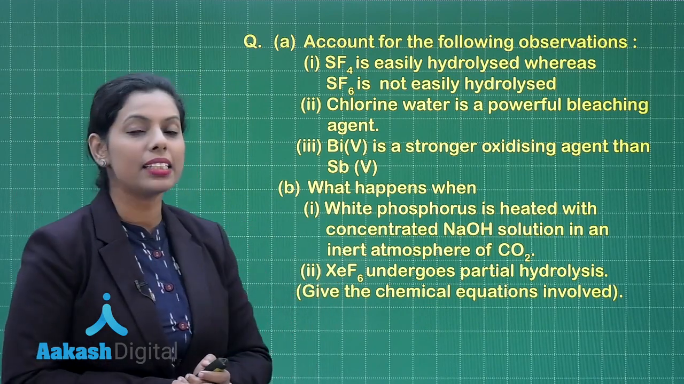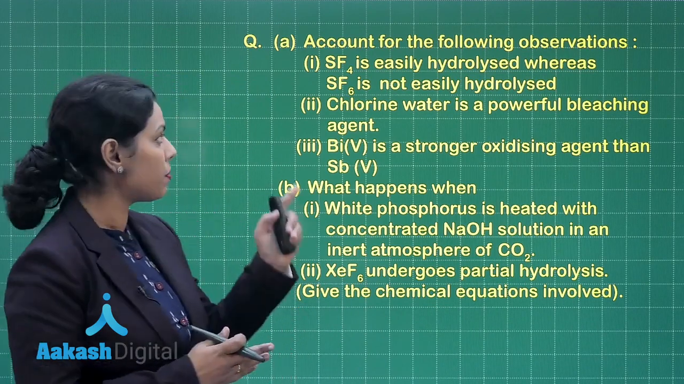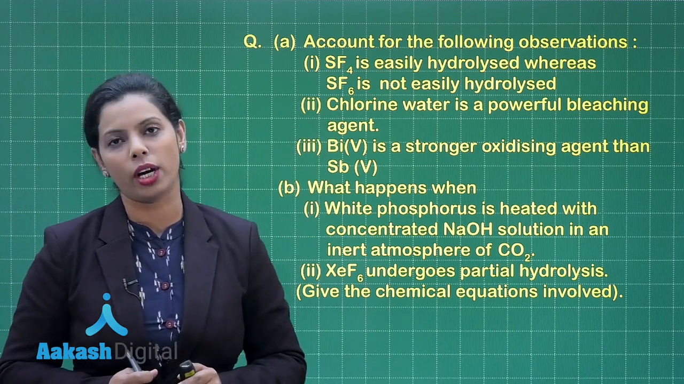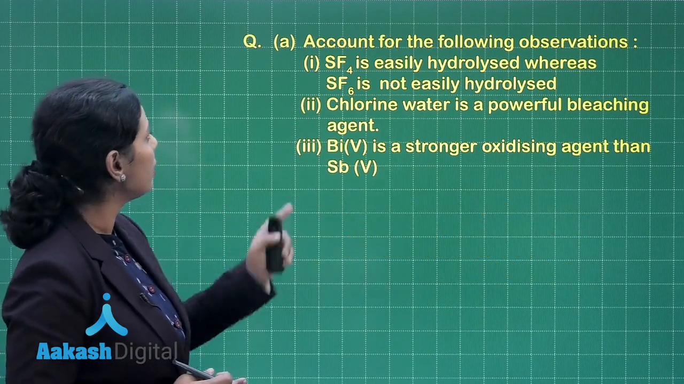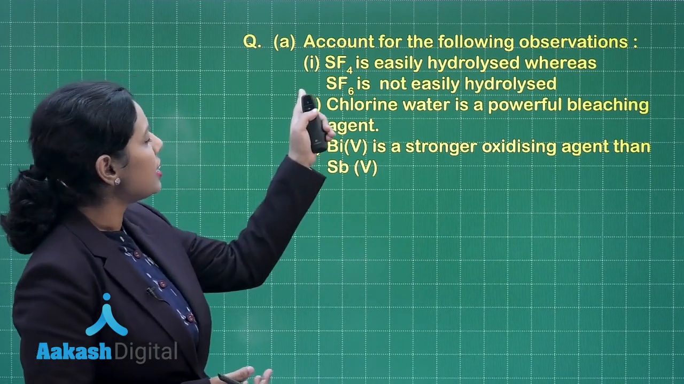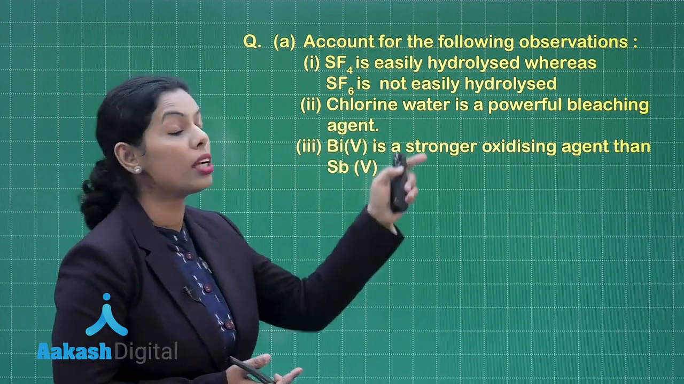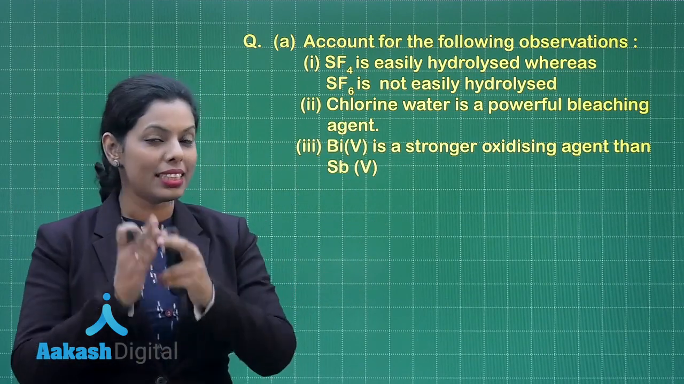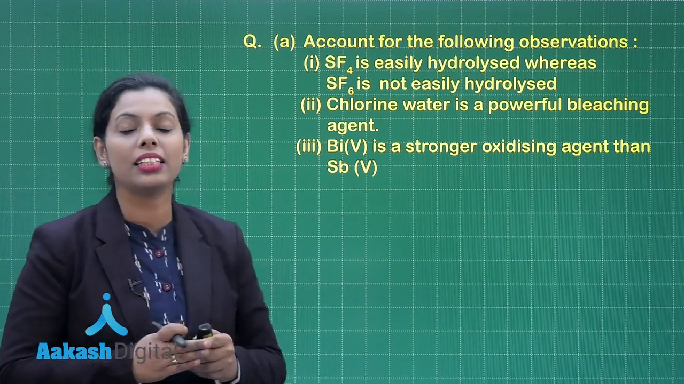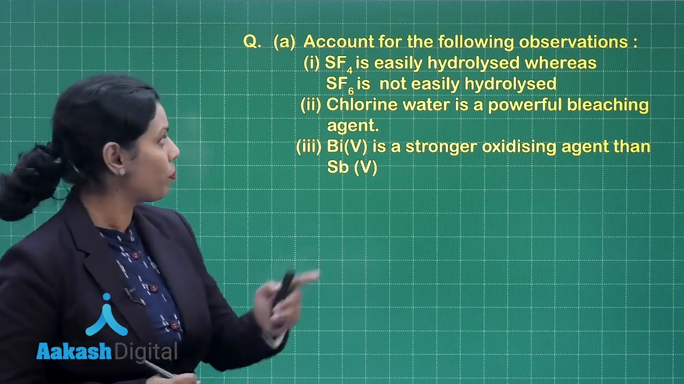Now let's start this question with the first part, and you should always remember this is a 5-marker question in which there is 1 mark for each segment you are obtaining. So let's start with the first part. Account for the following observation: SF4 is easily hydrolyzed, whereas SF6 is not easily hydrolyzed. For answering this question you are going to get 1 mark, and you can answer this question by writing the explanation for that. What would be the explanation?